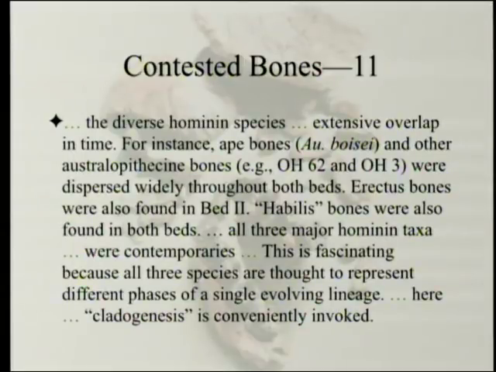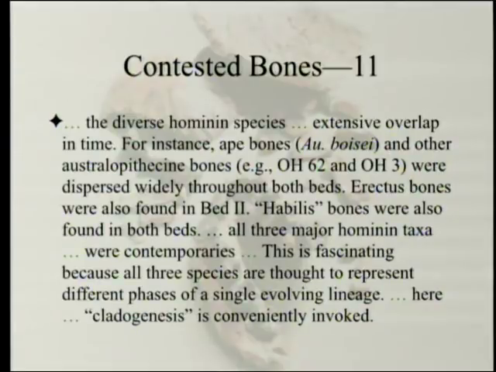Obviously, I'm not reading the whole thing, but the diverse hominin species have extensive overlap in time. For instance, ape bones, Australopithecus boisei, and other australopithecine bones, OH62, OH3, were dispersed widely throughout both beds. Erectus bones were also found in bed 2. Habilis bones were also found in both beds. Remember, habilis is actually a combination of both. All three major hominin taxa were contemporaries.